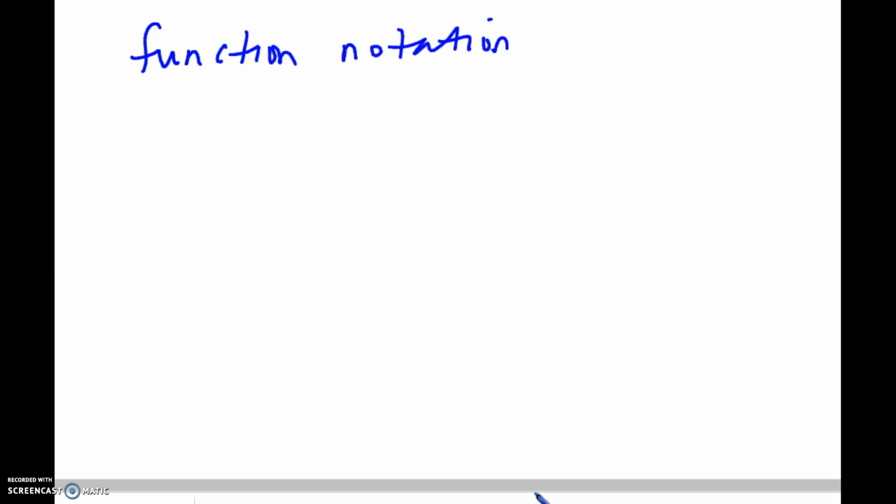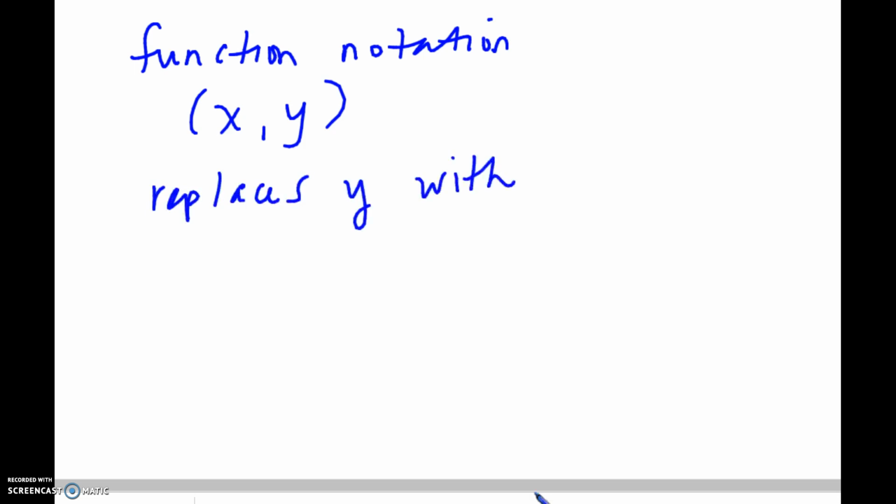Typically, we're used to seeing an x-y relationship in an ordered pair. Well, function notation replaces y with f of x. And this is read f of x, not f times x. This is f of x. And all this means is we have a function named f. The function's name is f, that is defined or written in terms of the variable x.